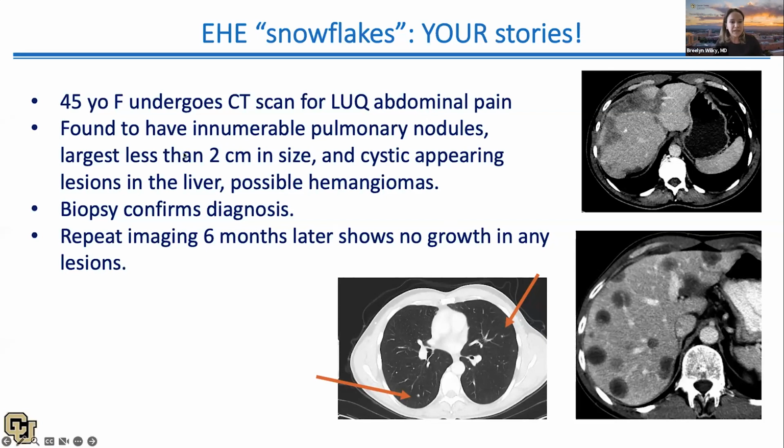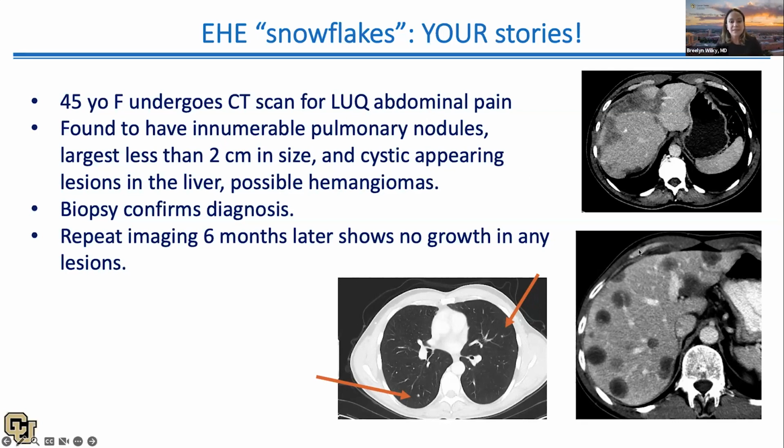So my first snowflake is a 45-year-old lady who had a CAT scan for vague left upper quadrant abdominal pain. So a scan for something else. And lo and behold, she was found to have a pretty classic story for EHE, which is countless. This word is terrifying on radiology reports, but we actually see it quite a bit with EHE. Innumerable, meaning too many nodules to count in the lungs, but overall very, very, very small, less than 2 centimeters in size. And then they also noted the appearance of lesions in the liver.